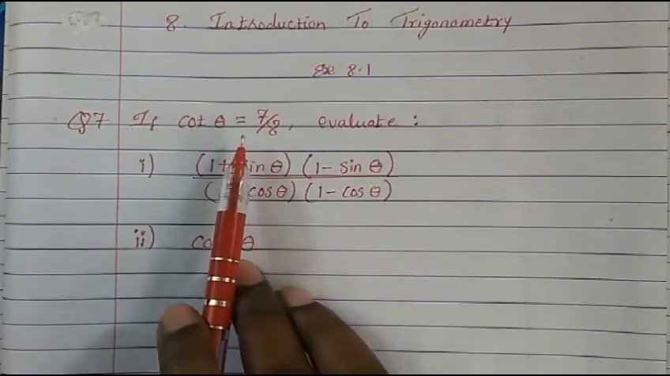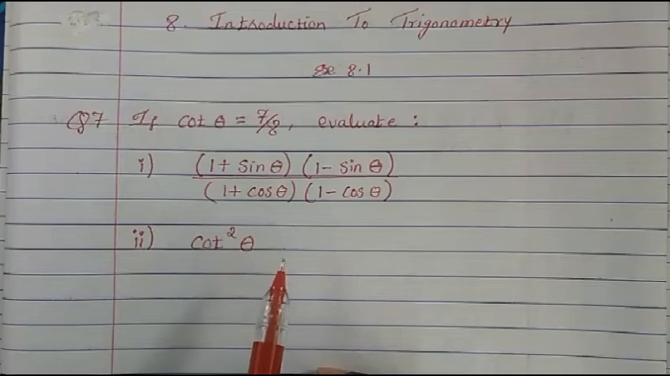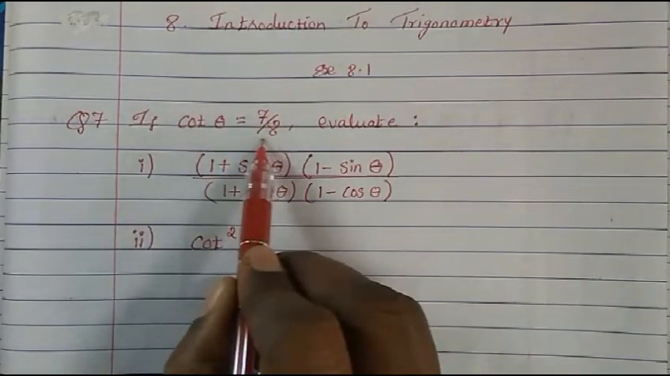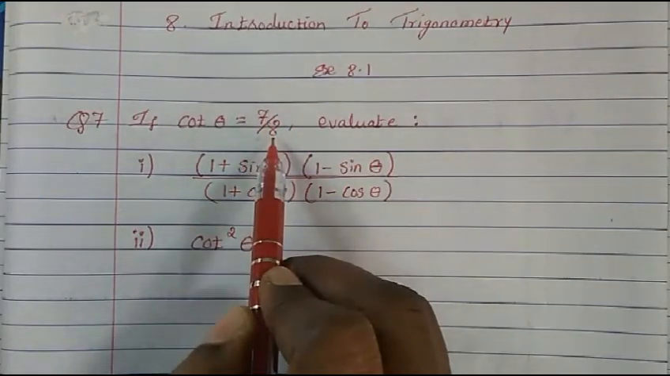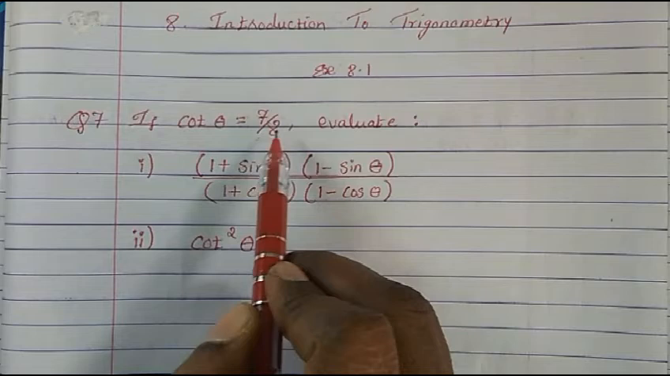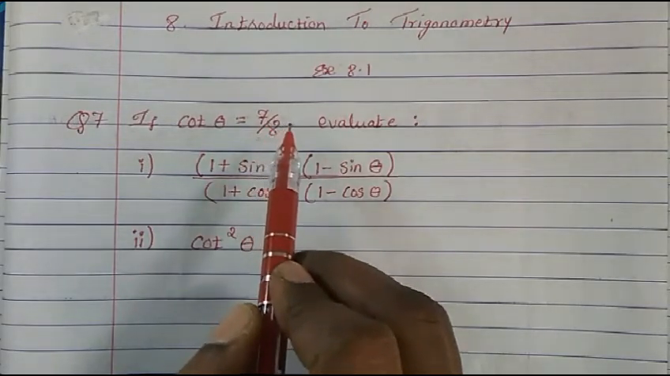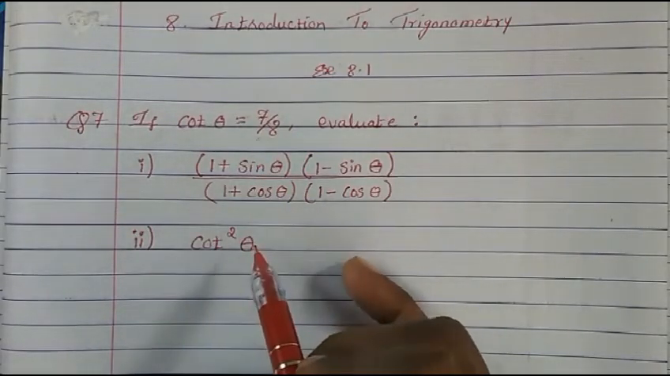Today we are going to study chapter 8, Introduction to Trigonometry, exercise 8.1, question 7. If cot theta is equal to 7 upon 8, evaluate, and these two parts of the sum are given to us. Whenever we have a fraction like this, it gives us two sides of the triangle, which means the third side we do not know. So we have to use the Pythagoras theorem and find the sides of the triangle.